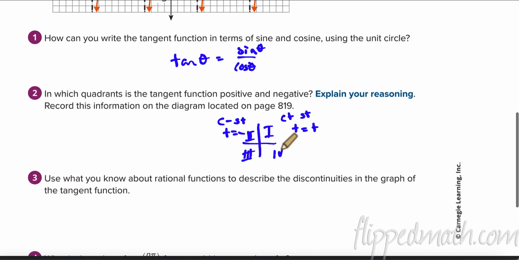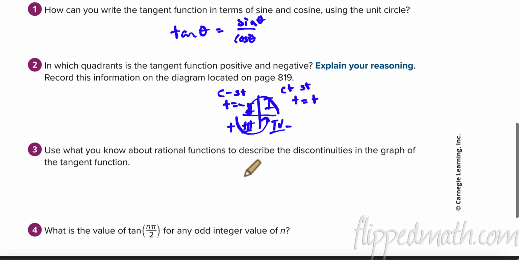Remember, we talked about it. The period is pi. So pi, that means it's going to repeat. That means from here, this is going to be positive. This is going to be negative because it's the same. When I go from here to here, it's the same as when I go from here to here. Its period is only pi units long.